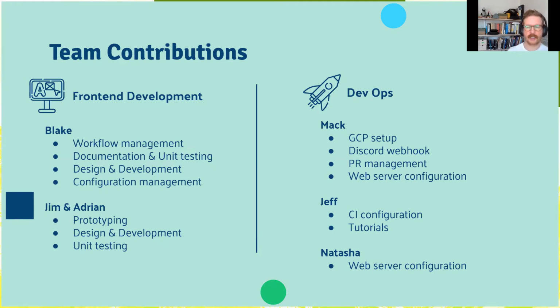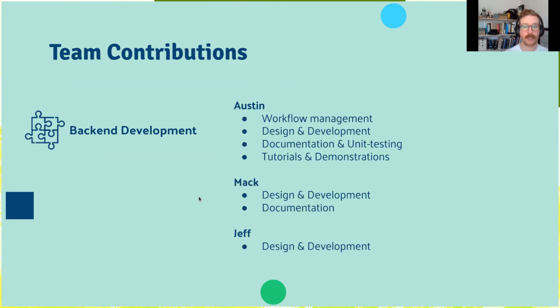DevOps system consisted of Mack setting up our Google Cloud deployment platform, setting up a Discord webhook for automated messaging, and doing pull request management, and also helping out with the web server configuration. I contributed to our CI configuration to implement automated testing and tutorials for helping to contribute to our GitHub. And Natasha also contributed to web server configuration.